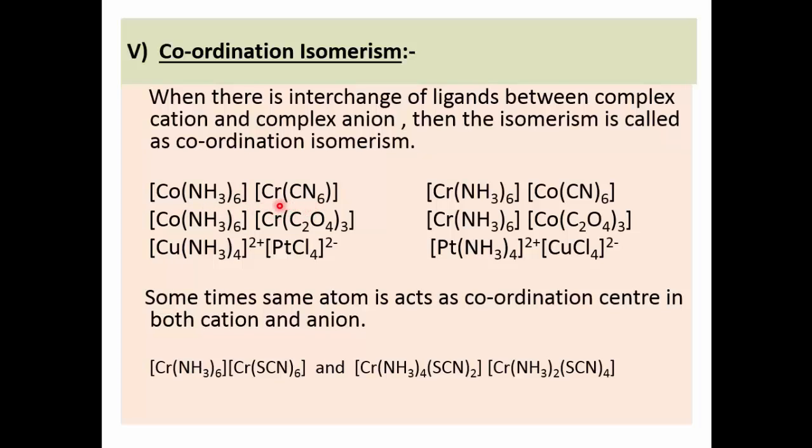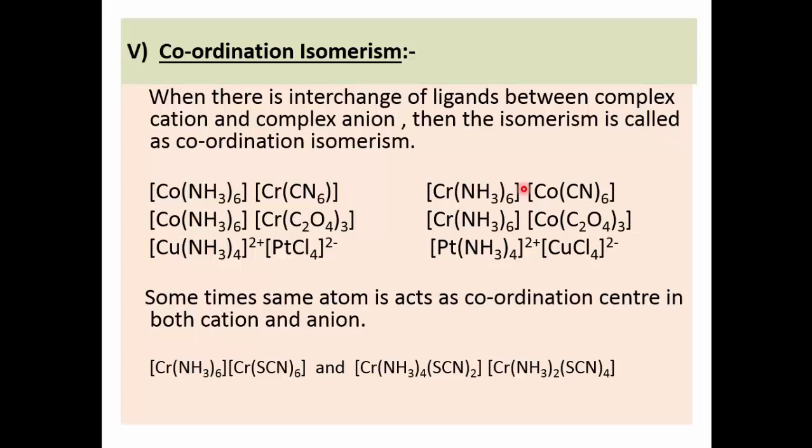How? To this chromium, 6 cyanide ions are coordinated. So a greater number of anions are coordinated to chromium, therefore on this square bracket there is a negative charge. It is a complex anion. See its isomer. In this case, to the chromium, neutral ammonia molecules are coordinated and therefore on this square bracket there is a positive charge. Therefore this is a complex cation.